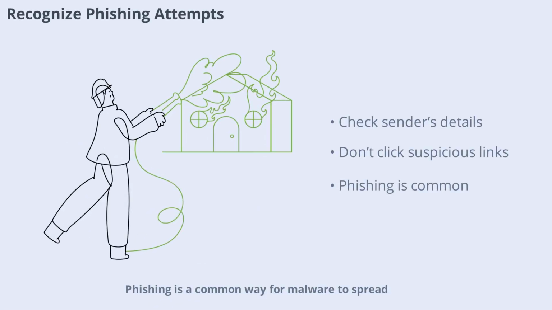Phishing is a common way for malware to spread. Hackers send fake emails or messages that look real, trying to trick you into clicking links or sharing information. Always check the sender's details and be cautious with unexpected messages.